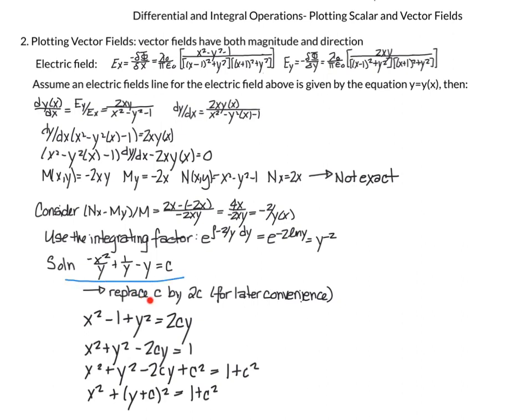Now we're going to replace c by 2c for later convenience. We multiply this equation by y, so we get x squared minus 1 plus y squared equals 2cy. Then here we complete the square and we get our equation of the circle. So that was kind of a long detour, but just in case you wondered where we went from this equation to this equation, now you know.